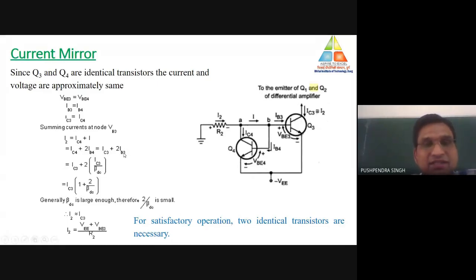Then I am going back to the expression of IB3 in terms of the active region. In the active region, IC is equal to beta IB. So IB3 is IC3 divided by beta DC. And from there, you may take the value of IC3 common. So I2 equals IC3 in bracket 1 plus 2 divided by beta DC. So that is the value of I2.